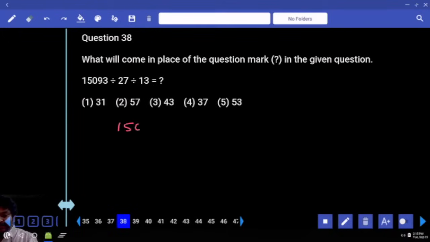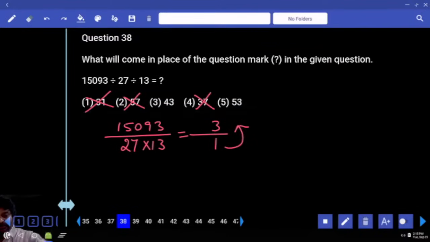Numerator 15093 divided by 27 into 13. When you have continuous numbers, first number only comes in numerator. Remaining comes in denominator. Agreed? Numerator ends with, denominator ends with 1 into which number ends with 3? Come on. Answer should end with 3. 3 options are left. 43 and then 53. Both are prime numbers. Nothing can be done. We have to calculate.